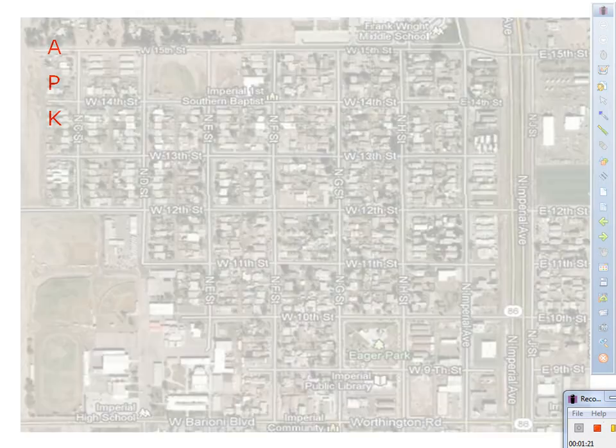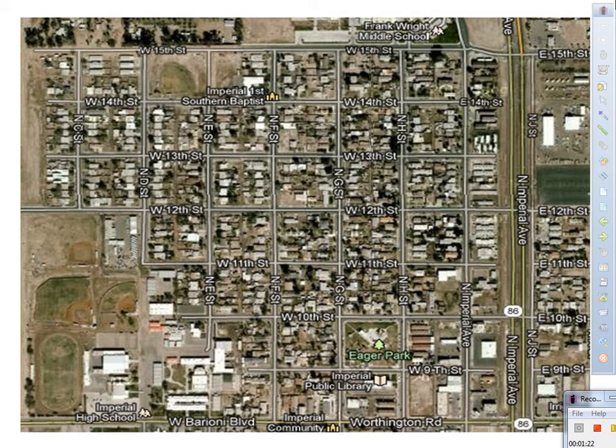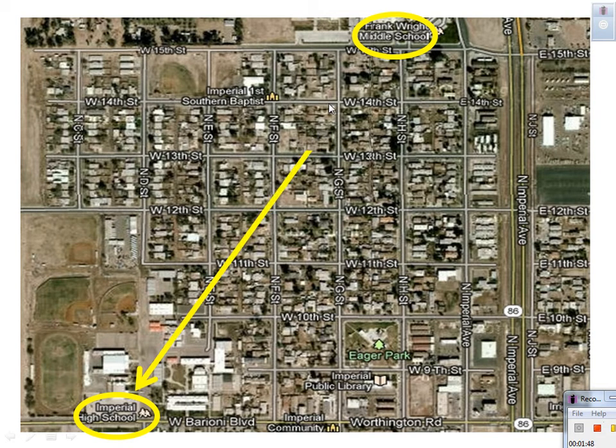So I got my phone out and showed them a Google map of Imperial. Everybody see that? All right. Then I showed them, well, we're here, the high school, and where you need to get to is over here, Frank Wright. They said, okay, so do I go straight? No, I said, just get in your car and just drive through these homes right here, and you will get there. And no, we don't give those kind of directions.